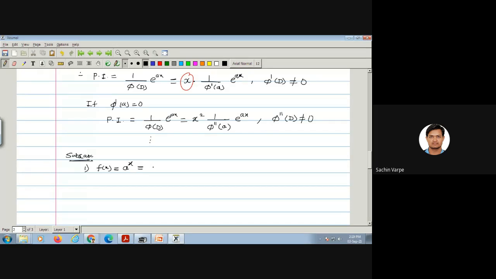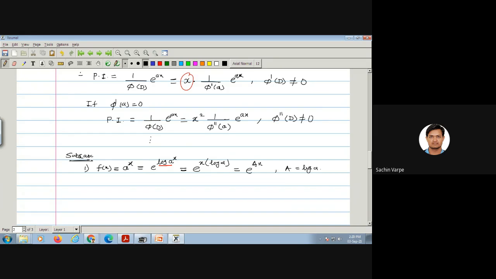Can I write like this? e to the power log of a to the power x. Can I write like this? Will it be the same? Yes. Then, by using the properties of log, I will be getting here e to the power x into log a. Am I right? So that is nothing but e to the power capital A x, where capital A is what? A constant, log a, right? Constant.